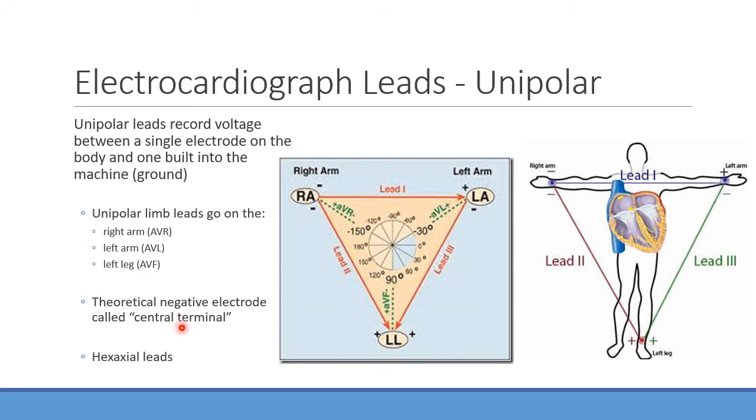And again, that ethereal negative is going to be right there in the heart. So you're basically looking at the positive being wherever it's physically at in the body. In addition to the bipolar leads, these are called our hexaxial leads, because they're basically giving us 6 different angles to look at the heart. So you get a full planar look at the heart from all angles. Okay.